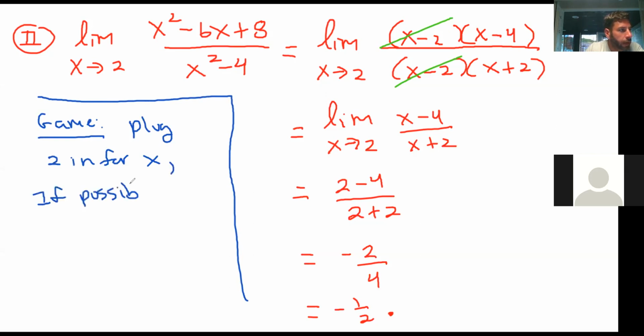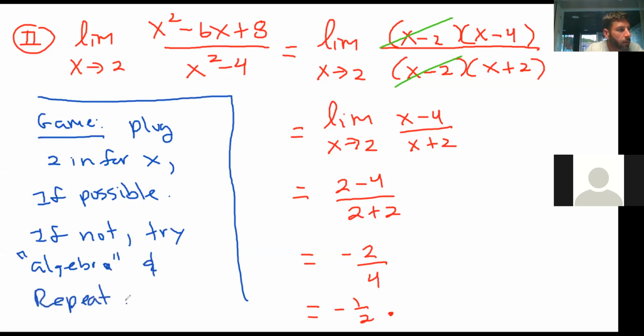Plug 2 in for x if possible. If not, try algebra, whatever that means. And repeat. So that is how I learned to think about these problems. That will serve you well in most limits, not all of them, but most. And it's a good strategy to employ.